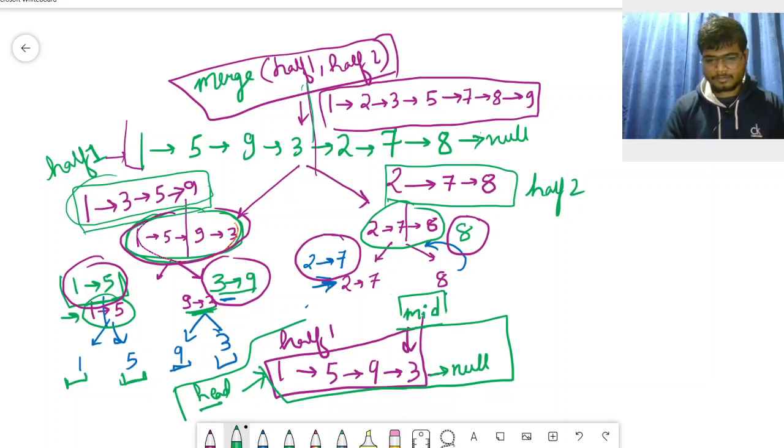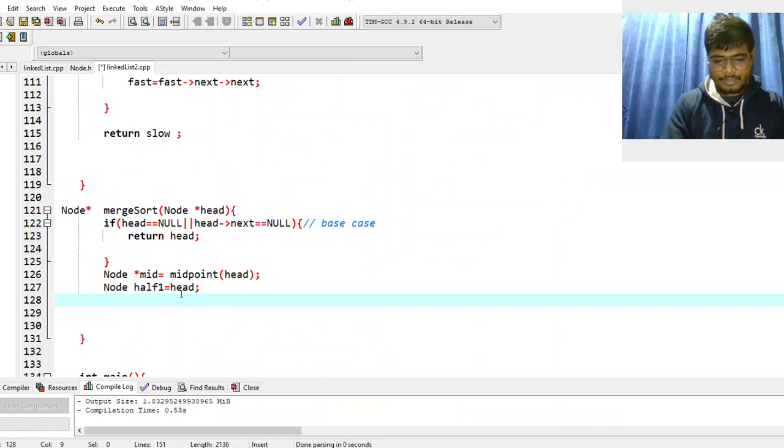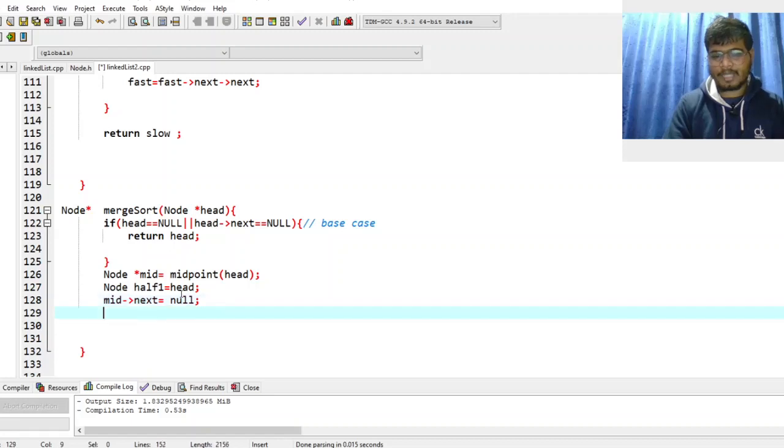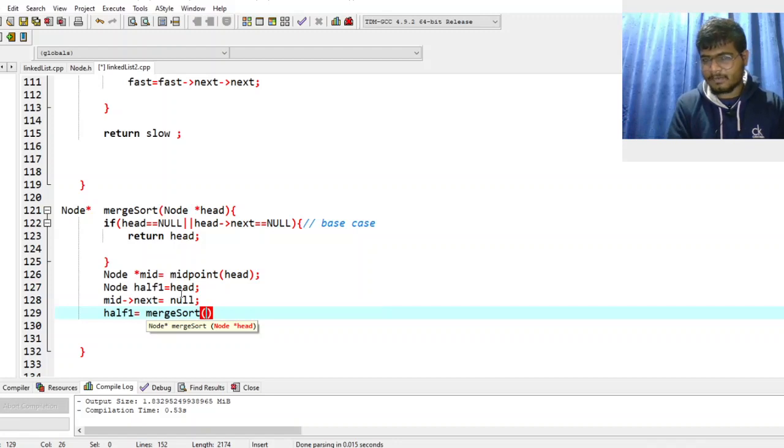So let's do this. Mid's next should be null, so that your half 1 part is ready, right? Half 1 part is ready, and we will call merge sort on that as well. It means we need to call that function again. I have done half, and now in that half also I will be doing the half. So I'll explain what I'm doing. So let's just call half 1.